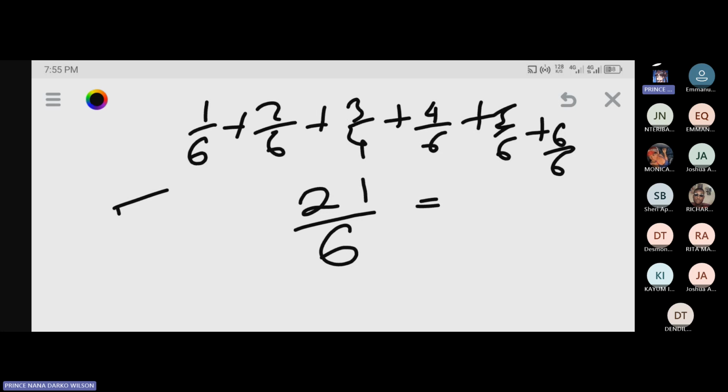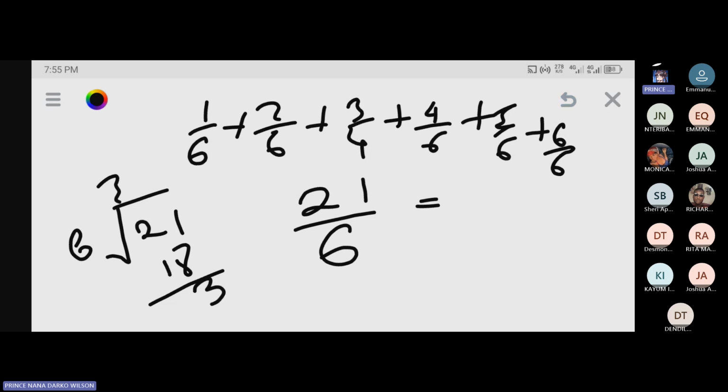So let's see how many times 6 goes into 21, shall we? 6 goes here 3 times, that's 18, and we are left with 3. Sorry, did I just subtract 18 from 21 and get 1? Okay, so we are left with 3.